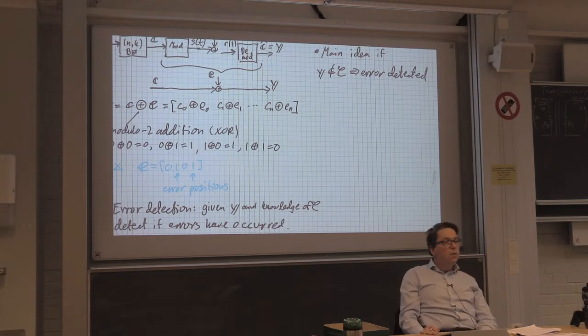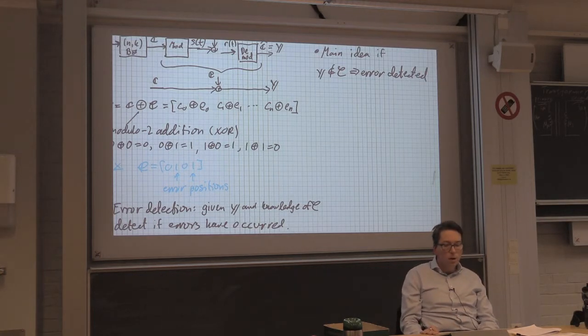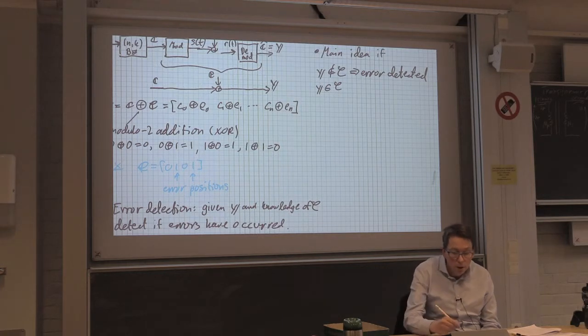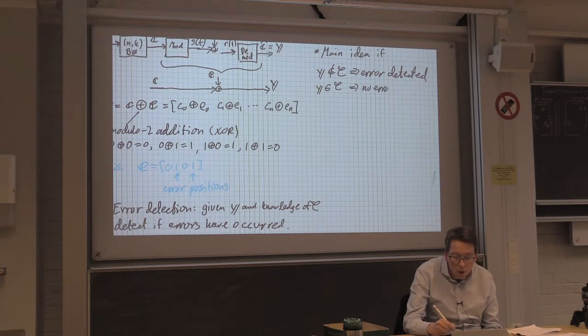So we say that we have detected errors. Okay, so that's the output. The other alternative is, of course, that y is a code word. Then we say that no errors are detected.